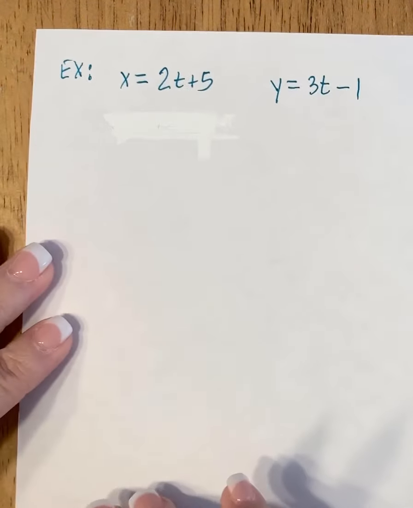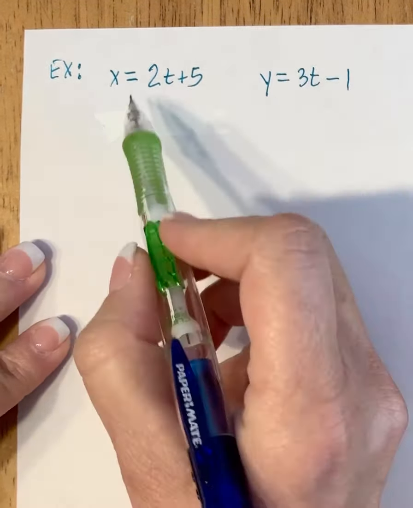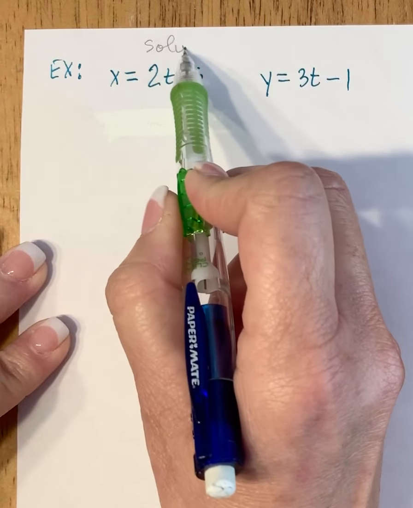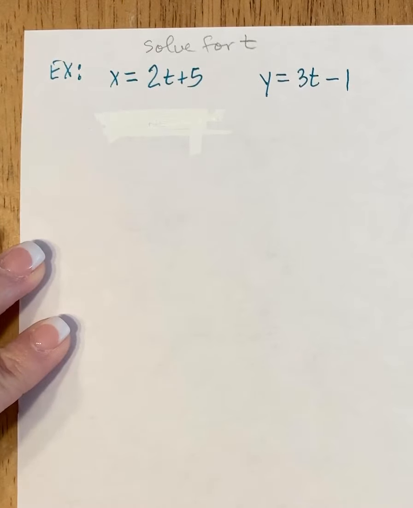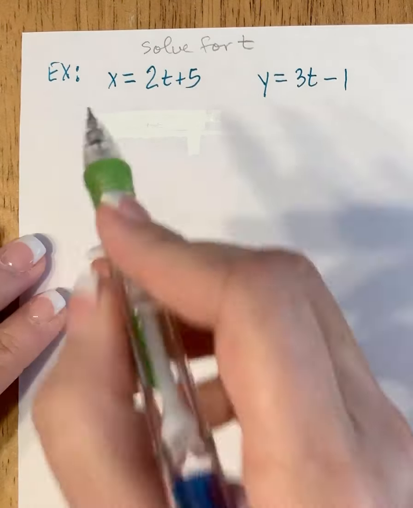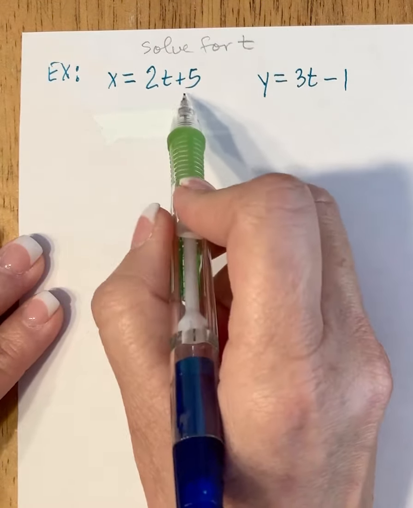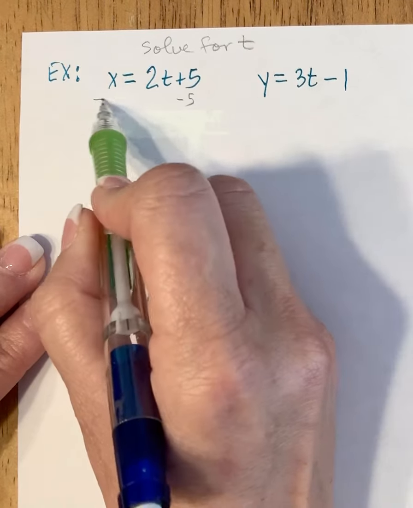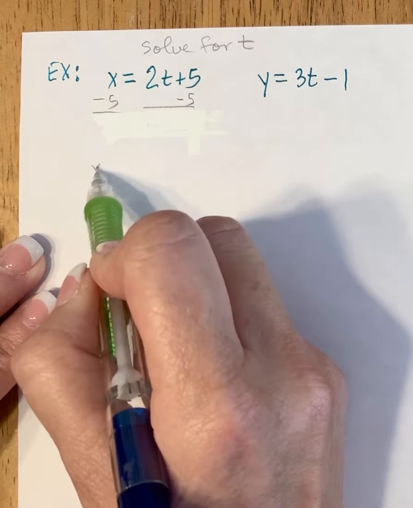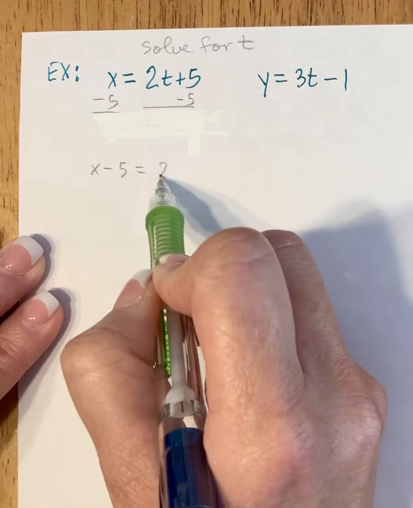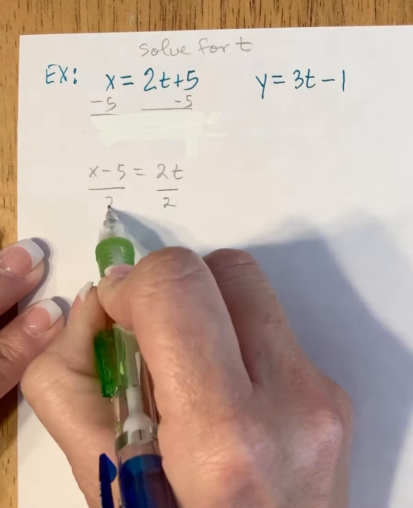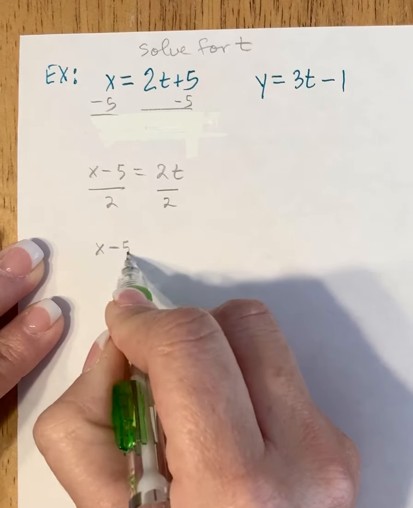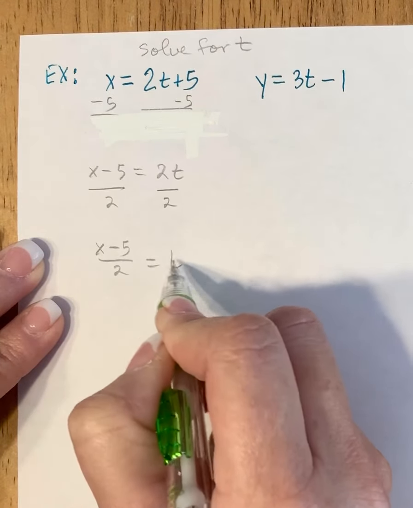And here is a second equation. All right, so again, I'm going to solve for t. In both of these, it's going to involve fractions. So let's just start here. I will subtract 5 from both sides. So then I'll have x minus 5 is equal to 2t. And then I'll need to divide by 2. So I'll have x minus 5 divided by 2 is equal to t.